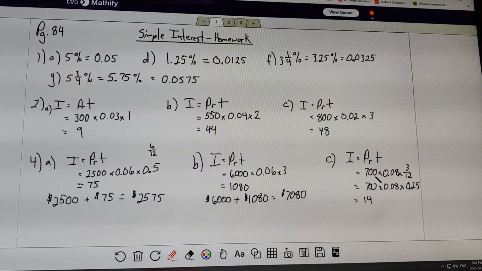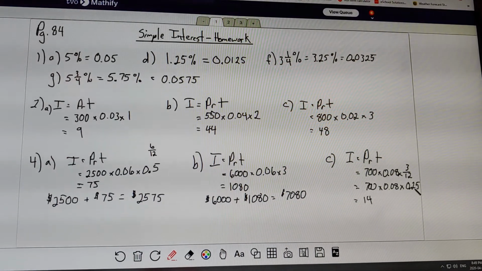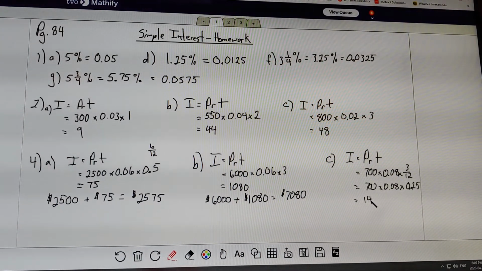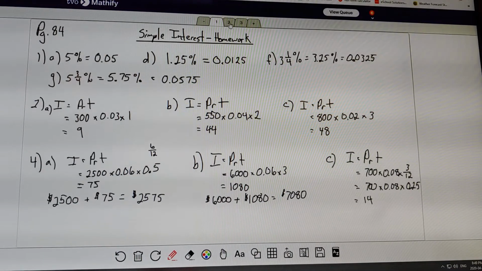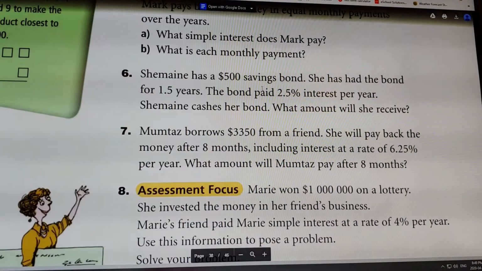This next one down, I'm just bringing those down as is, and the only calculation I'm doing is this one. So 3 divided by 12, I get 0.25. Run that through the calculator, $14 of interest. Okay.